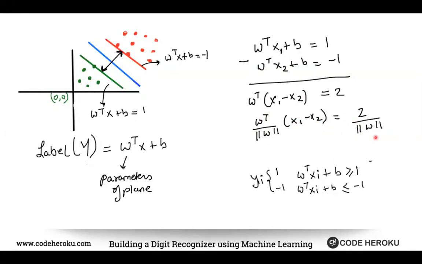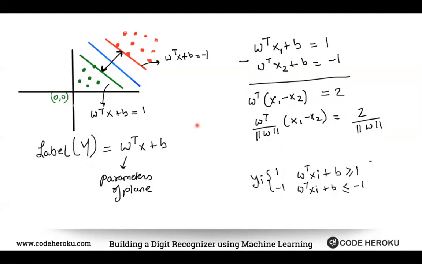And what I'm saying over here is nothing new. What I'm saying is that yi, the predictions, can be +1 or -1, because for red points I want -1, and for green points I want +1. And all I'm saying is every point on the left side of this green line is greater than or equal to 1. So if you draw the equation of any line passing on this side, it will be greater than or equal to 1.